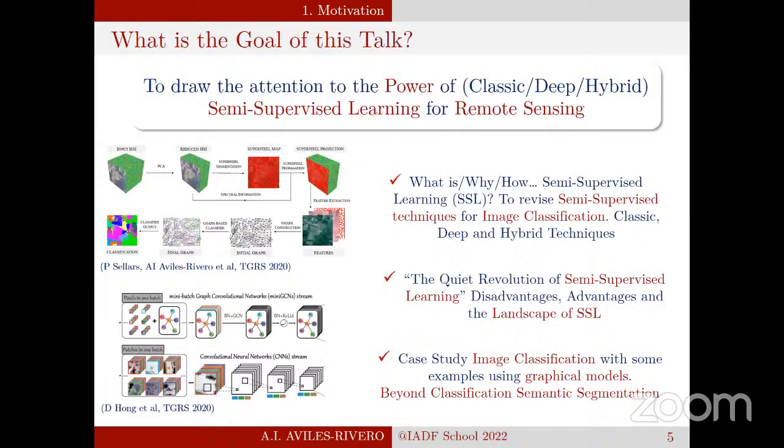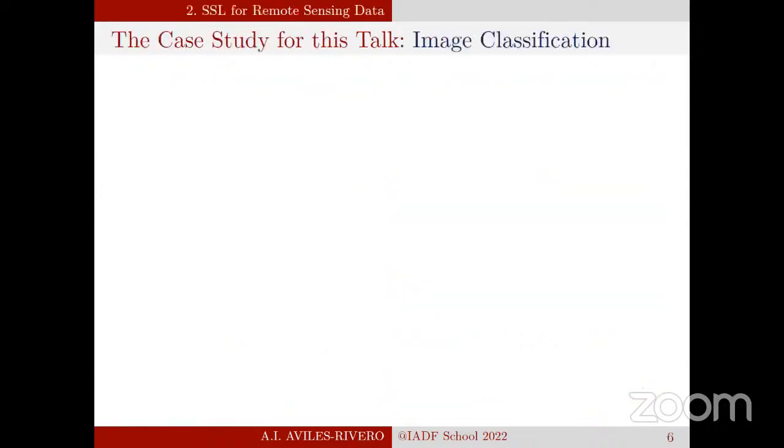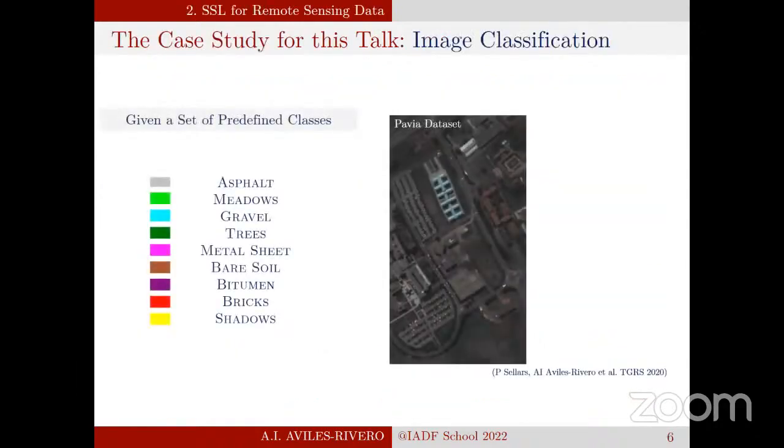And then, towards closing this talk or this first part of the session, we are going to talk about how these principles can be applied to different downstream tasks, for instance, semantic segmentation. So then, as I mentioned before, just to clarify, one of the case studies here for semi-supervised learning that we are going to take is image classification.